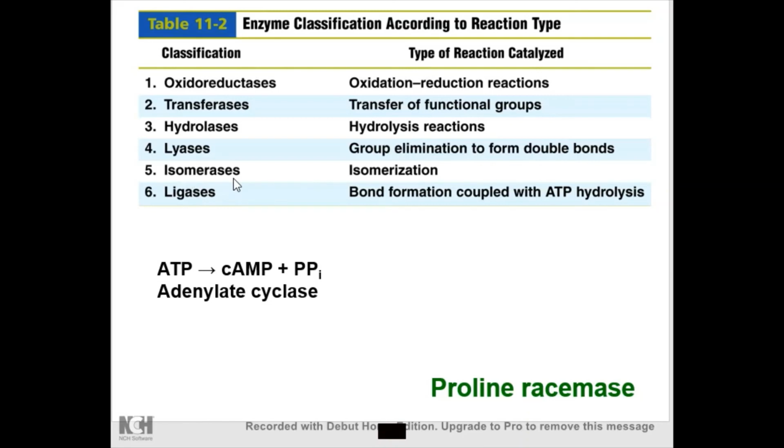Isomerases, proline racemase is an isomerase that was mentioned in the last lecture, and ligases. Out of ligases, we only mentioned DNA ligase that is used in molecular cloning to seal two strands of DNA. Please remember at least one representative for each class of enzymes.